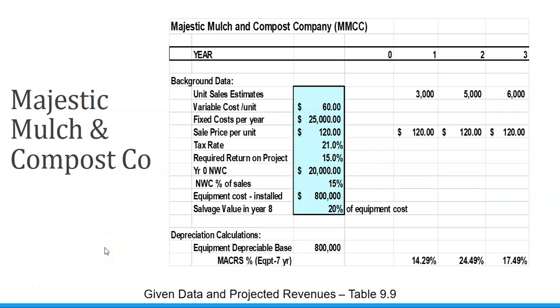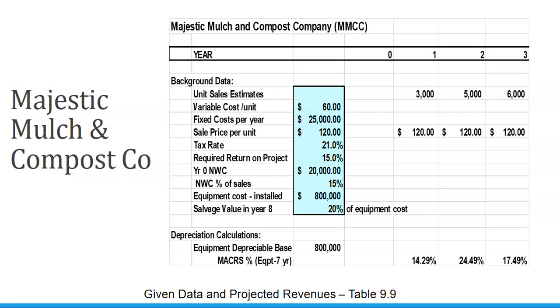Now we're going to look at an example for the company from the textbook, our Majestic Mulch and Compost Company. So we have various information about this company. We have estimates for the 3 years of sales for this project that we're trying to evaluate.